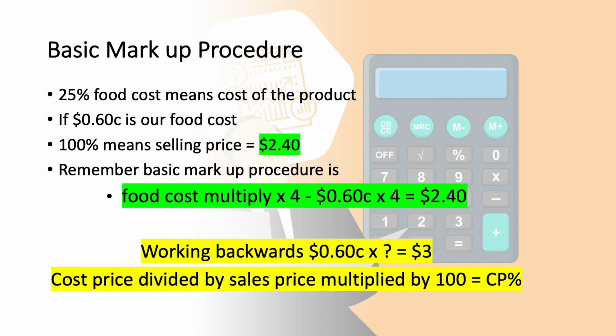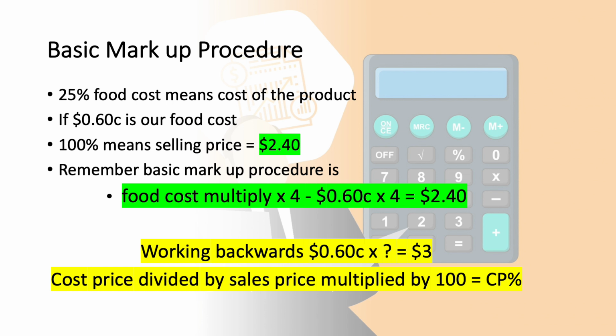The 25% food cost means the cost of the product, the cost of the ingredients. So if 60 cents is the cost of the ingredients per portion, that means 100% equals $2.40. The basic markup procedure is food cost multiplied by 4. 60 cents multiplied by 4 equals $2.40.